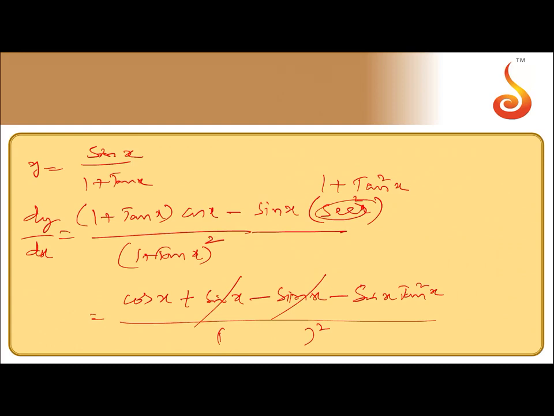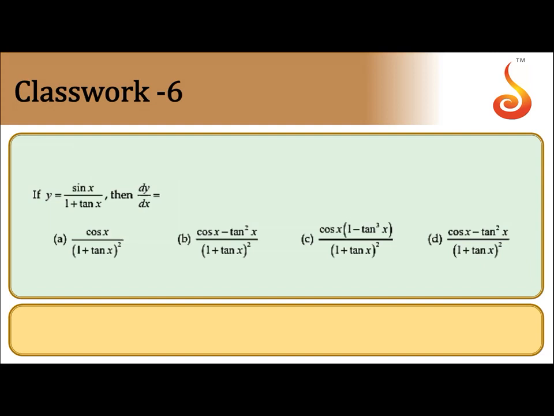These two get cancelled, cos x minus sin x, and therefore why don't you take up the common value, because this one is sin cube x divided by cos x. Simplifying, you will be getting the answer, which is cos x multiplied by 1 minus tan cube x divided by 1 minus sin x.